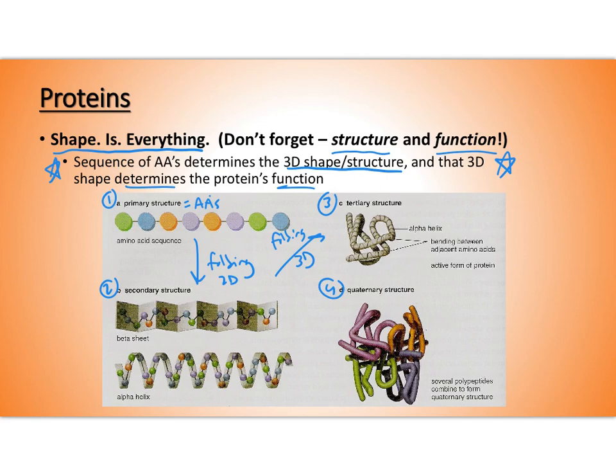protein can do. Now, if you notice, quaternary structure just means that we've added proteins together. So this is several proteins combining to form a particular structure. So not every protein even has quaternary structure. But the main point is, eventually we get to this 3D shape, and that determines what our function will be.